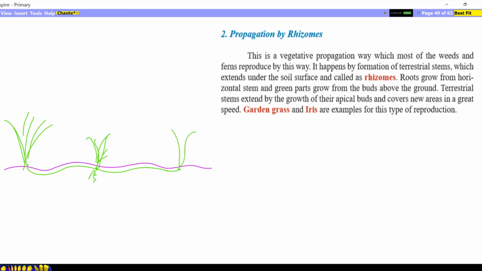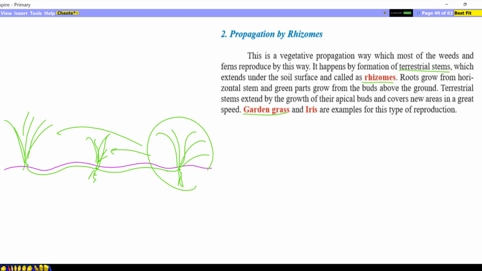Extending from the node position above, it makes leaves, and below it makes roots, and a new plant similar to the mother plant is formed by using the stem. Because the stem is under the soil, that kind of terrestrial stem, terrestrial meaning totally covered with soil, we call rhizomes. Roots grow from the horizontal stem, and green parts grow from the buds above the ground. Terrestrial stems extend by the growth of their apical buds, which contain apical meristematic tissue, and cover new areas at great speed, like in garden grass or iris.